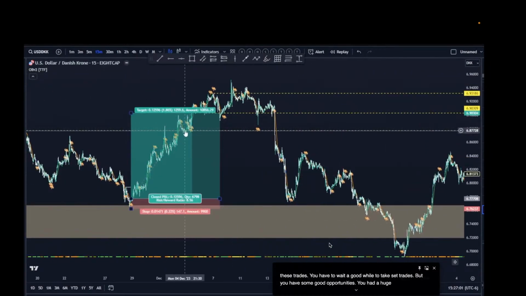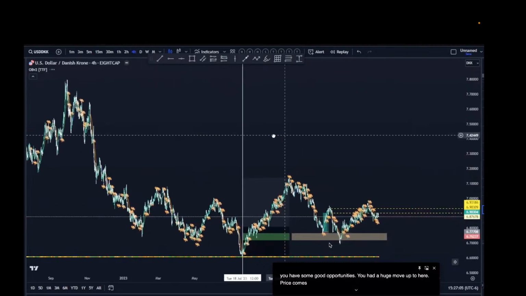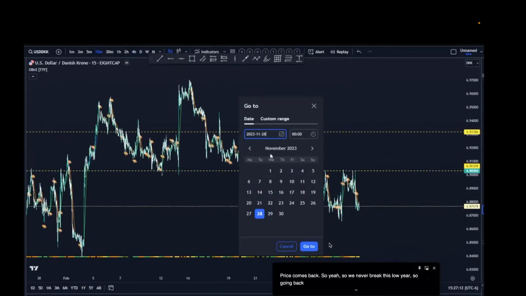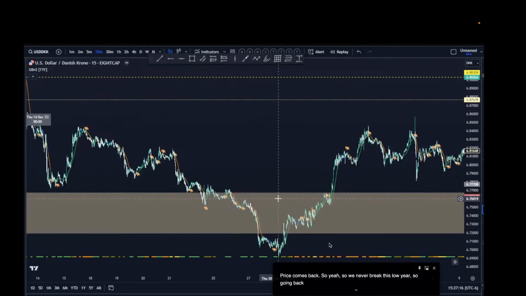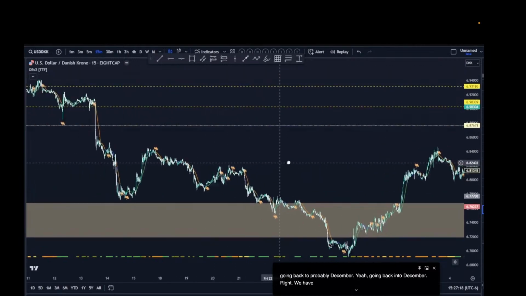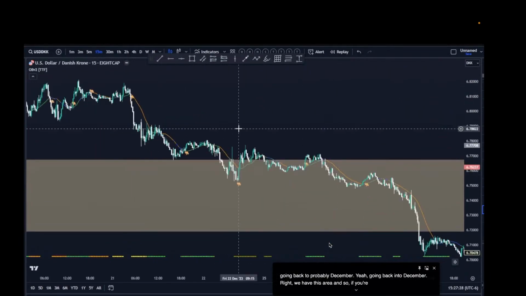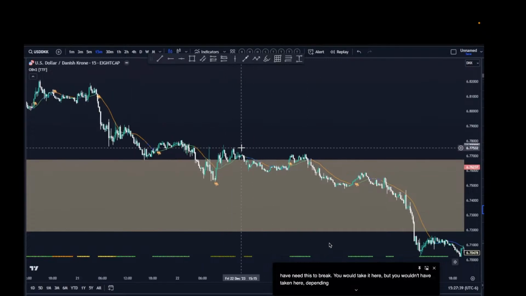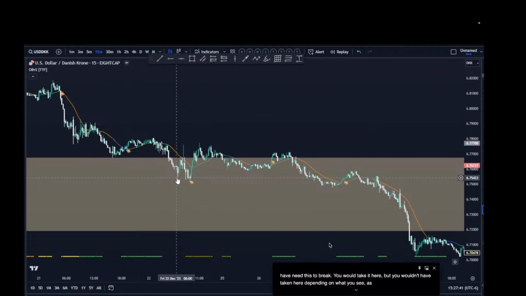You had a huge move up to here. Price comes back. So yeah, we never break this low here. So going back to probably December. Yeah, going back into December, right? We have this area. And so if you're looking to be macro and micro bullish, in this case, you wouldn't take this trade. You would need this to break. You would take it here, but you wouldn't have taken here depending on what you see as the lower lows and lower highs in this case. I would consider this as the lower high, so price needs to break that.